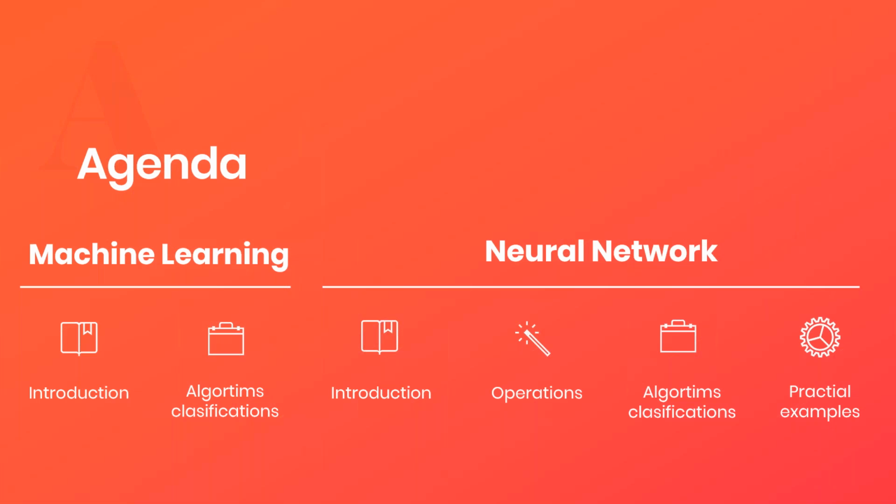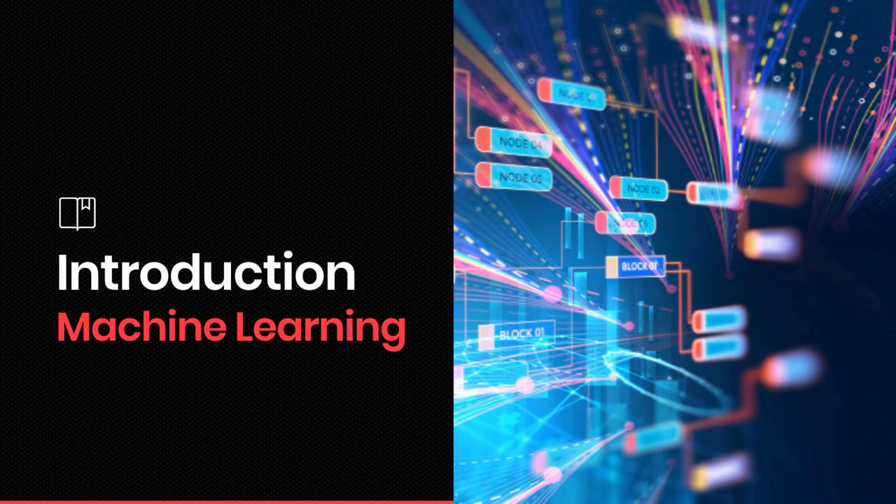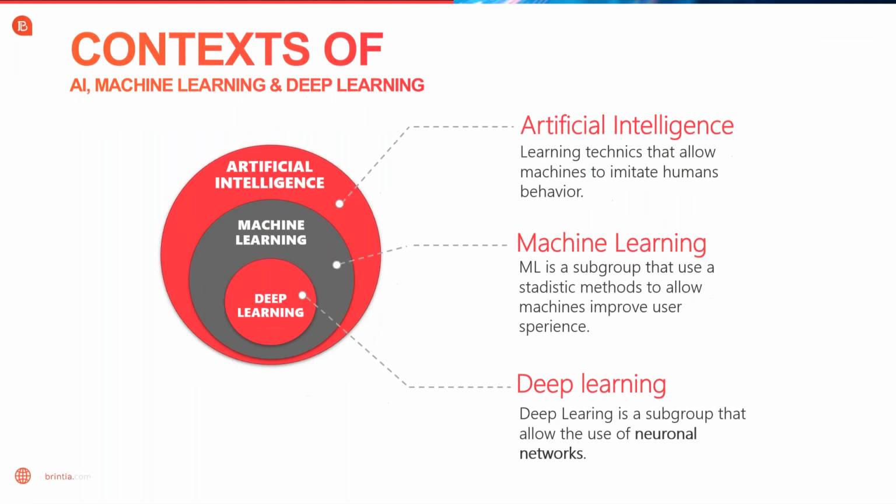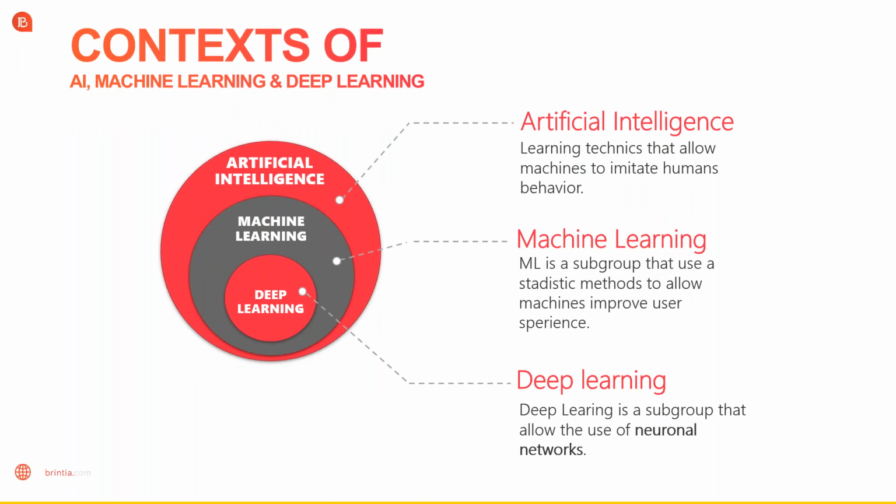Today, I will put the focus on the neural network learning process, its types, and a practical example. But before, we will do an introduction to machine learning with the aim of contextualizing neural networks in machine learning. Introduction to machine learning. Before starting, I would like to contextualize neural networks in machine learning.